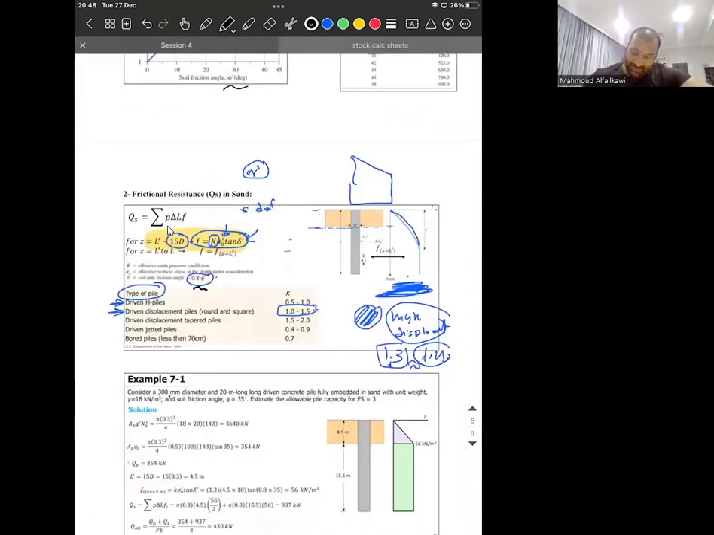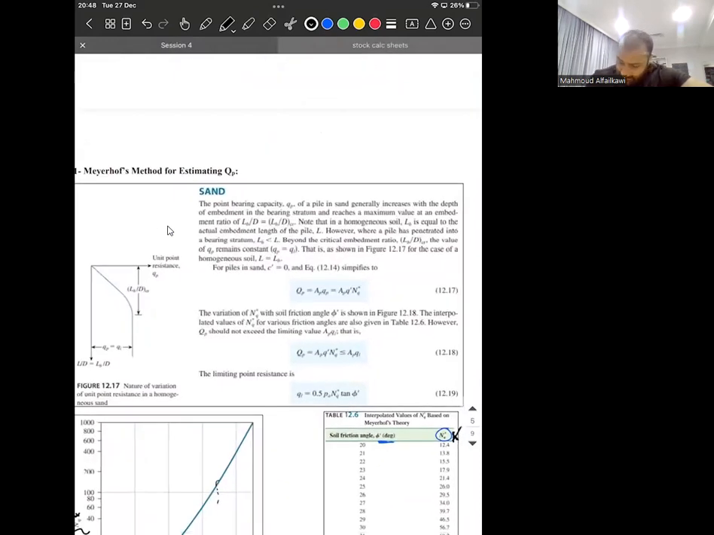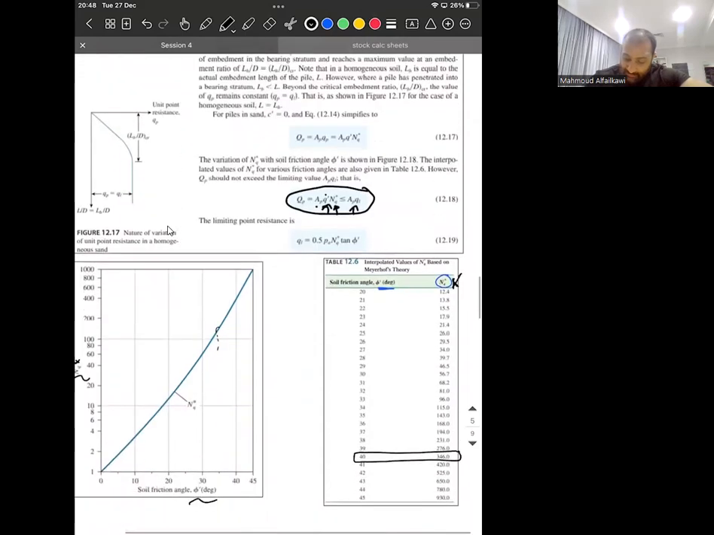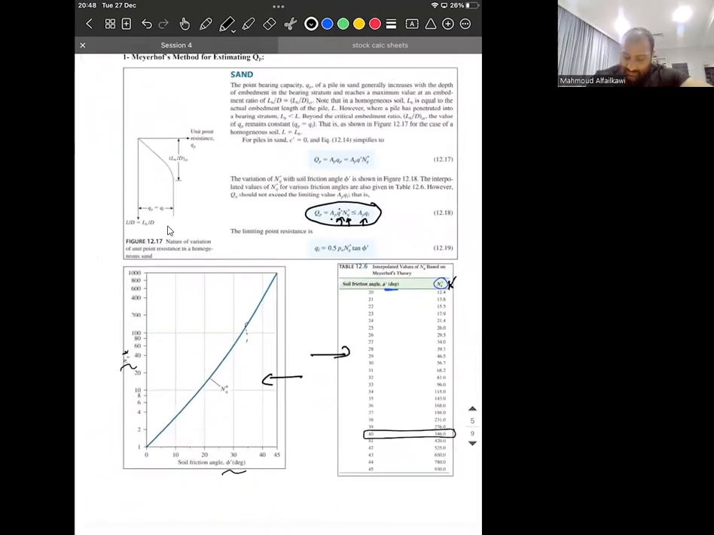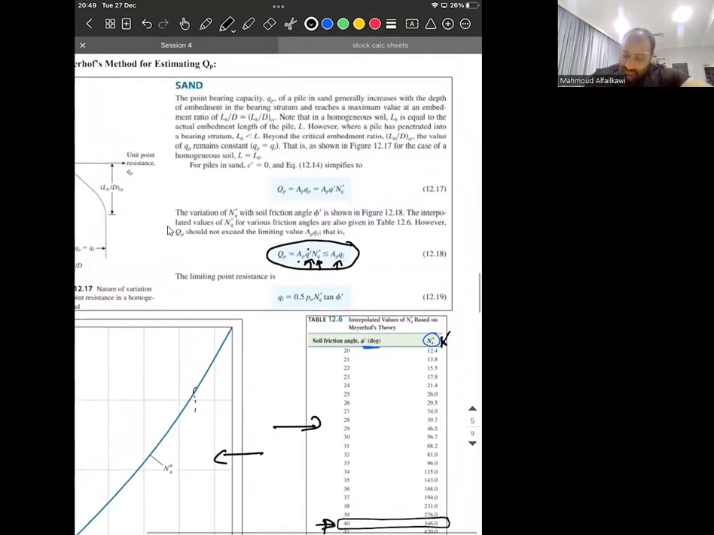Let's talk some theory first. To calculate end bearing, you're going to use this equation: the lesser between these two values. AP Q naught, we know how to calculate. Q naught is from soil mechanics, the effective stress. And we have NQ, which is calculated from either this graph or this table. If you know me, I only go with tables, if I'm given a choice. And it should be the lesser between these two.